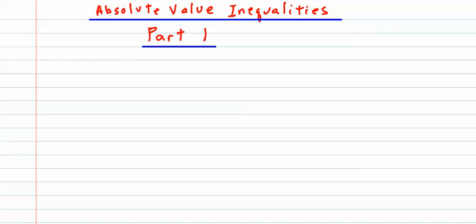Hello, this is the first of two videos today on absolute value inequalities. What we are going to be solving today is inequalities with absolute values. For instance, we're going to be looking at things like absolute value of x is less than 5 or the absolute value of x is greater than 2. Now, they're obviously going to be more complicated than this, but this is the general idea.